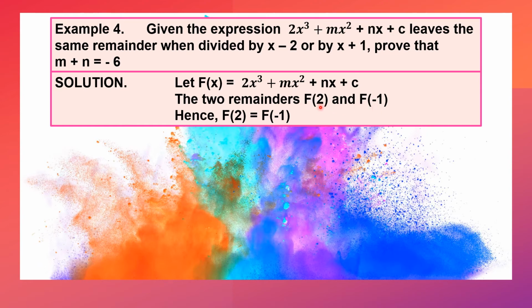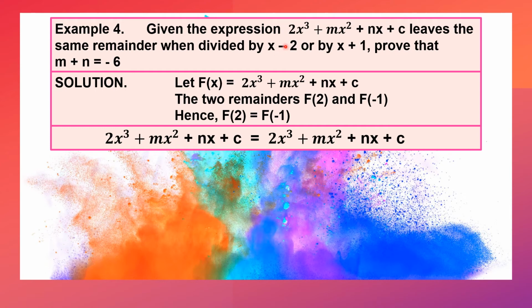Where did we get 2 and negative 1? From x minus 2 and x plus 1. If we equate x minus 2 to 0, x is equal to positive 2. Then, if we equate x plus 1 to 0, positive 1 will become negative 1. Hence, f of 2 is equal to f of negative 1.